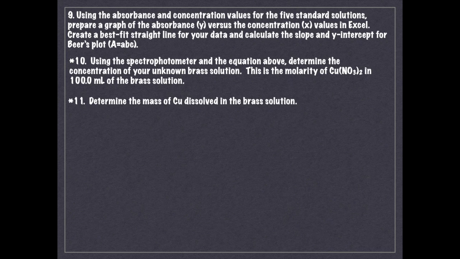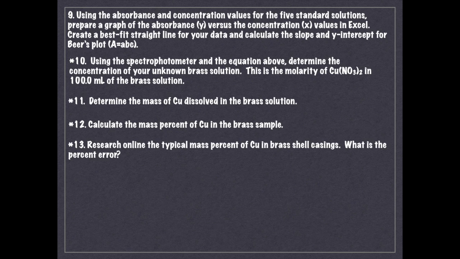From that information, from the concentration that you figure out using Beer's plot, you need to determine the mass of copper that dissolved in the solution. Then you need to calculate the mass percent of copper in the brass, which you can totally do, and then you're going to research online what a typical mass percent of copper looks like, right? How much copper is typically in brass shell casings. Once you find an accepted value, then you're going to find the percent error.